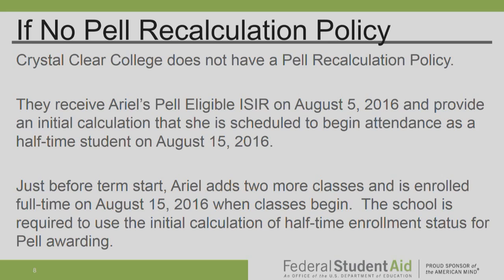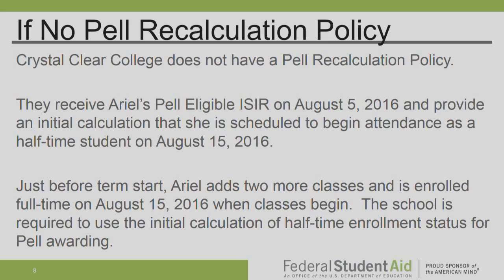But hold on, Ariel sees some classes that she wants to enroll in, and she enrolls in them just before the term even begins. I don't care if it was 3 days, 4 days, a week before the term began. But she adds 2 more classes, and before the term even begins, it appears as though Ariel is a full-time student. But what's my problem? My problem is I don't have a Pell recalculation date policy, a Pell recalculation policy. So what is the enrollment status that I have to use for Pell?